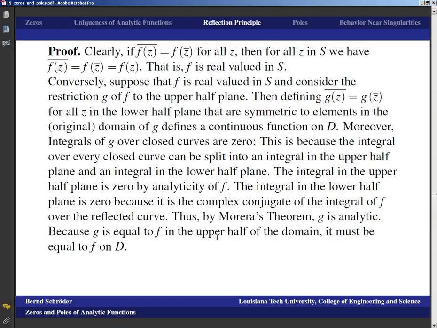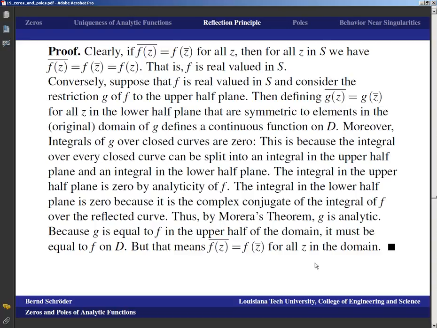And because g is equal to f in the upper half of the domain, it must be equal to f on the whole domain, and that means that f of z bar is equal to f of z bar inside, because that's the equation that g satisfies, and we've just seen that g is equal to f. So that works for all z in the domain, and that is the Schwarz reflection principle.